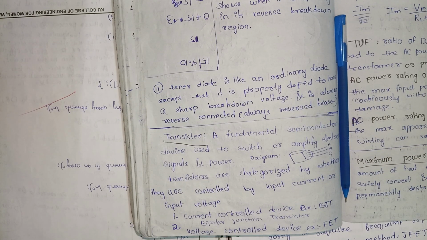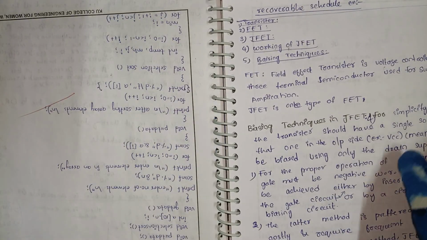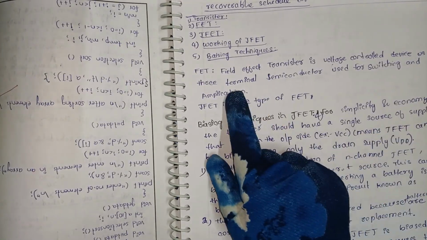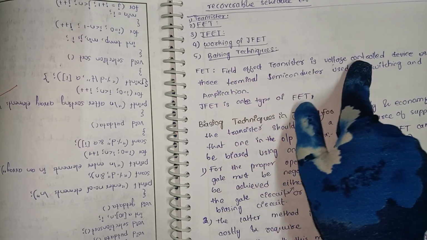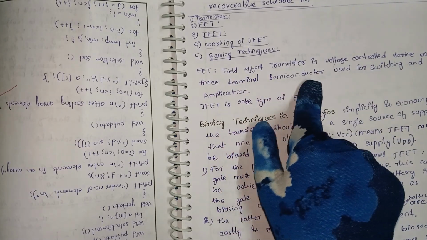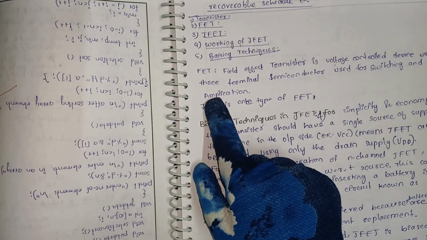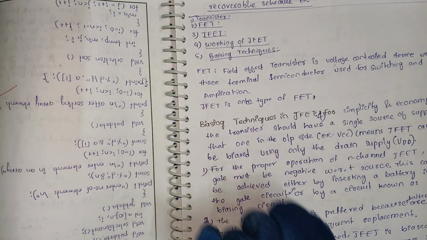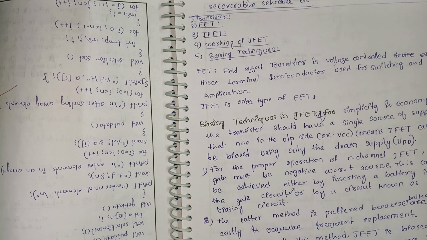If they are controlled by input voltage, then they are called voltage control devices. Example, FET, field effect transistor. So what is FET? A field effect transistor is a voltage controlled three terminal semiconductor device used for switching and amplification. And JFET is one type of FET.